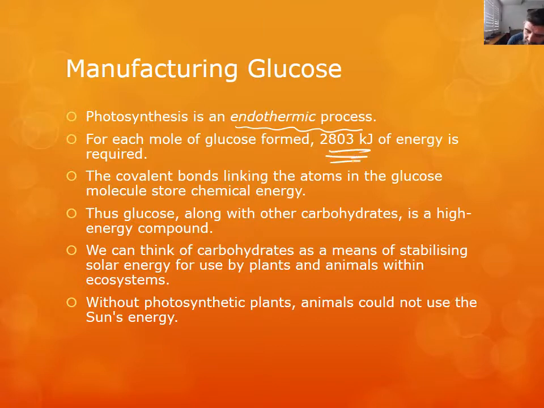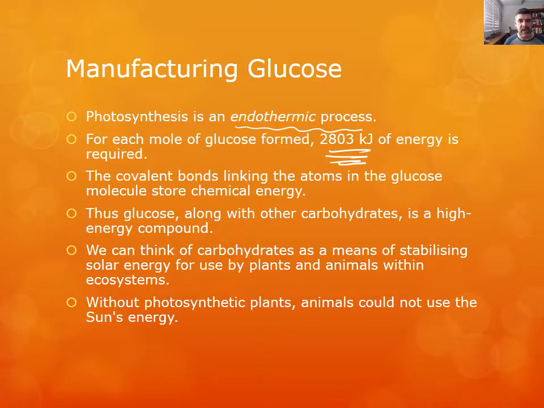This is a big energy requirement, and this is why the sun is a great source of this energy. Covalent bonds linking the atoms in the glucose molecules store that chemical energy, along with any other carbohydrates. The simple glucose sugars can be added to fruit sugars like fructose, or to other glucose molecules to form disaccharides like maltose, or polysaccharides like starch or cellulose. These carbohydrates are our energy hit.